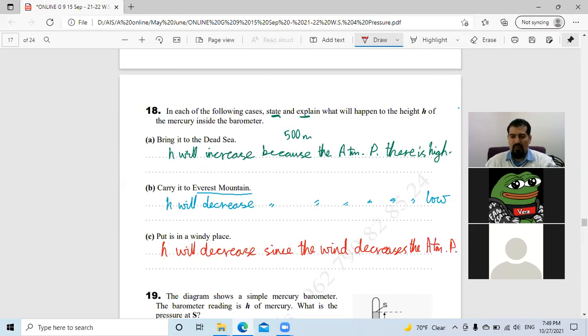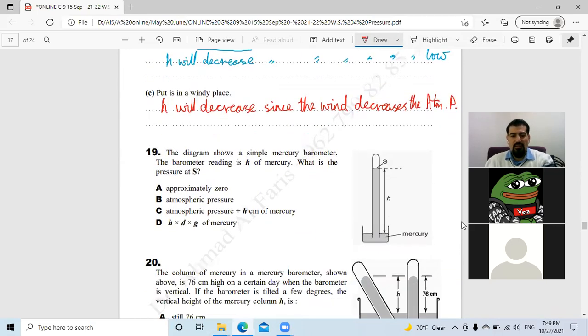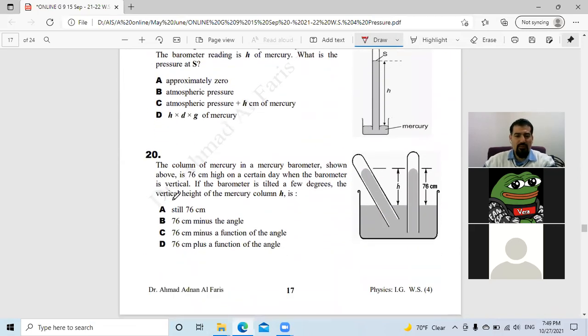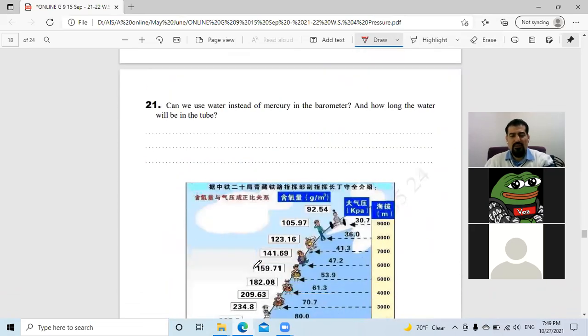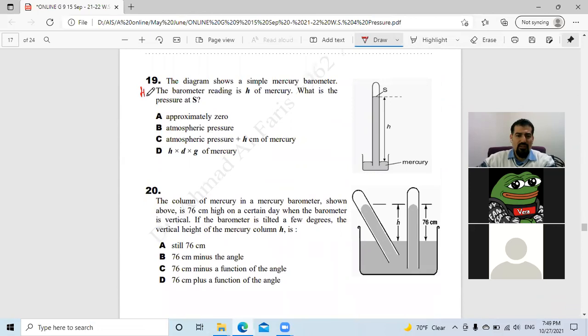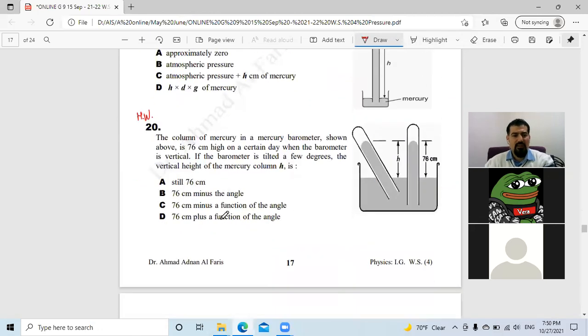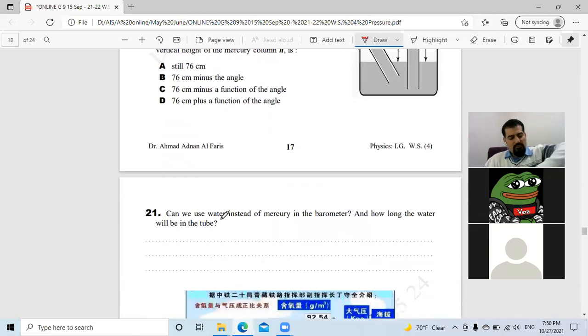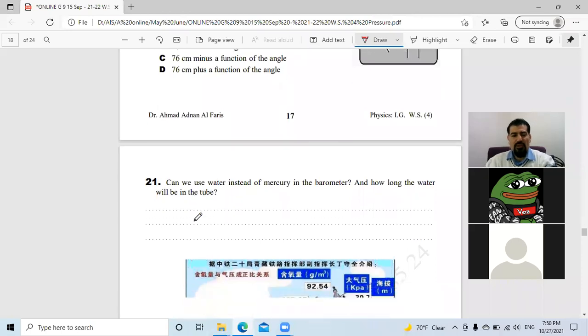Good. We have multiple choice questions. I want you to try to do them. These questions are your homework. Page 19, 20, and 17.